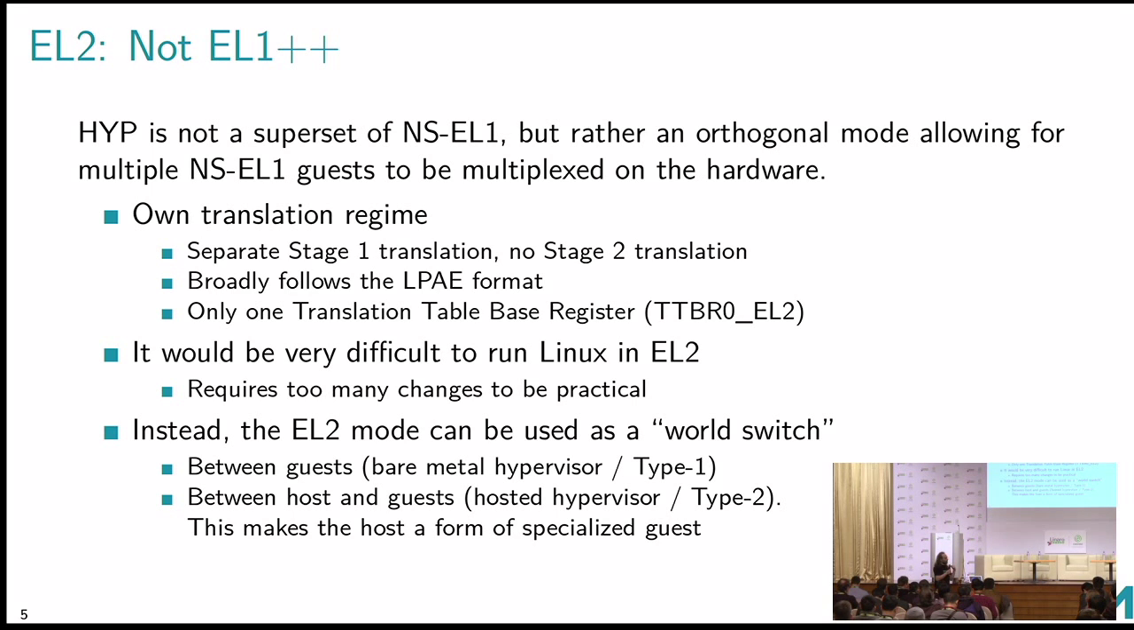So instead of trying to change Linux, rewrite it entirely to make it fit in EL2, we just use EL2 as a way to context switch between a host and a guest. So that's for KVM, that's how we use it. For Xen, for example, it's slightly different. Xen runs entirely at EL2. It can switch directly between guests. So for KVM, for a host hypervisor type 2, the host is actually a form of specialized guest.